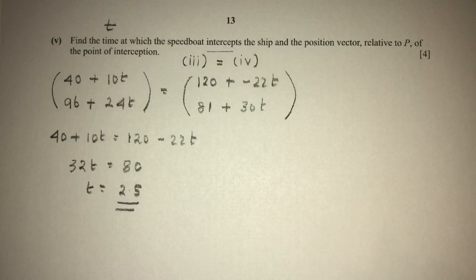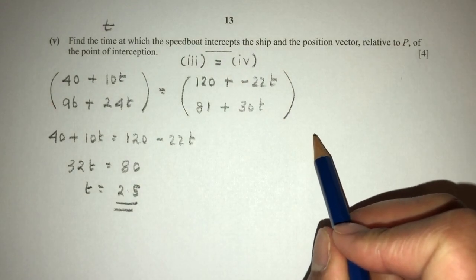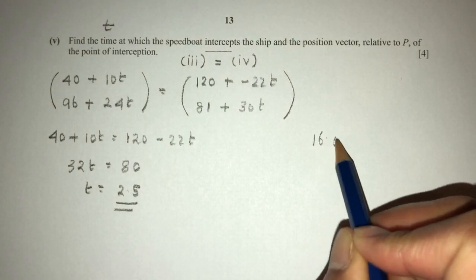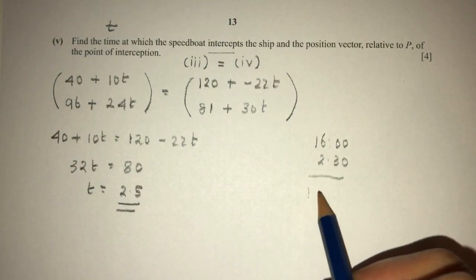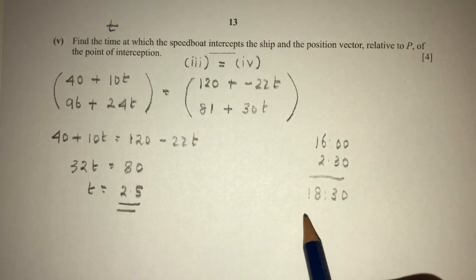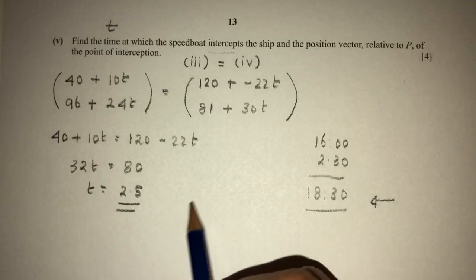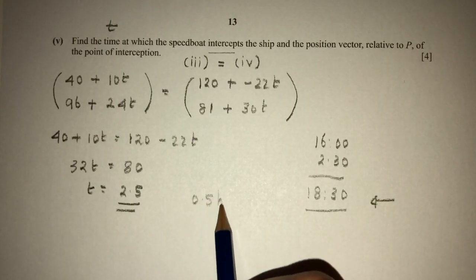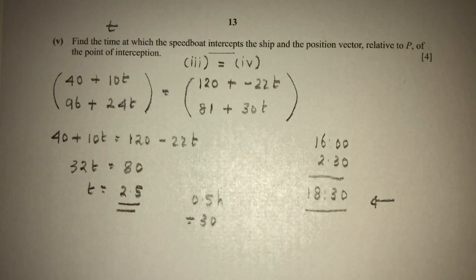Now, we are trying to find the time at which they meet. So pretty easy. When the speedboat left the lighthouse, it was 16:00. 2.5 hours will be 2:30, so that will be 18:30. So they will meet at this time. The 0.5 hours is 30 minutes. Okay, that's why I wrote 2:30.